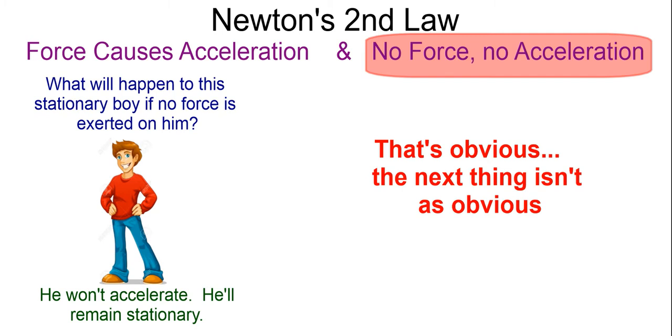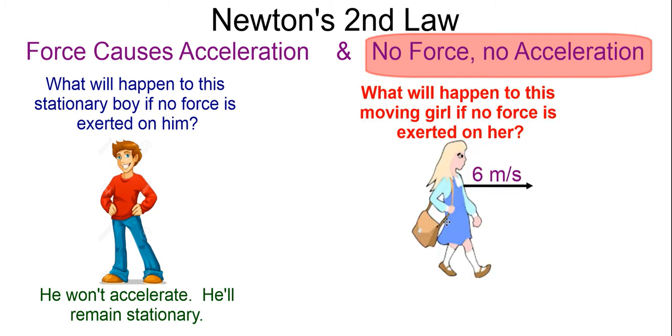Pay attention. Now we have a girl. She's walking to the right at 6 meters per second, a constant 6. What will happen to her velocity if there's no force? What will happen to this moving girl if no force is exerted on her? What do you think?